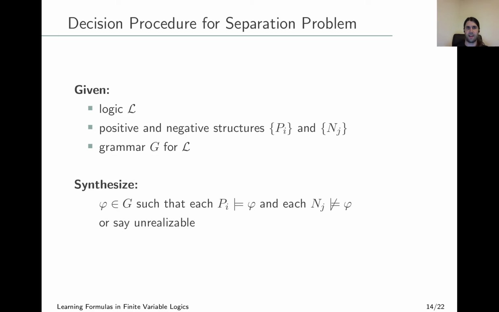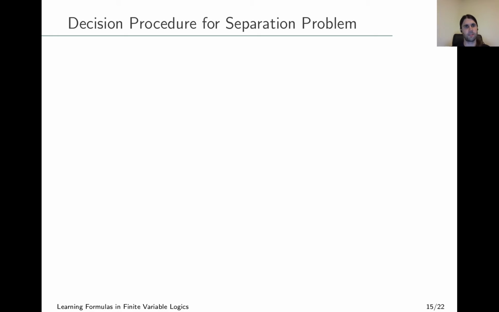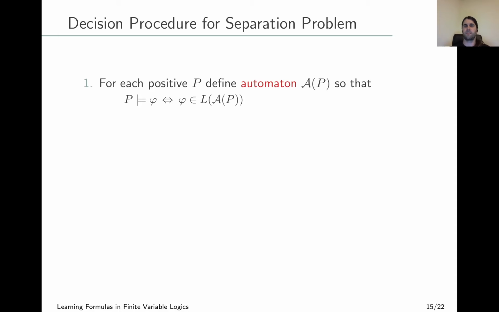So let me just situate that in the context of finding a decision procedure for this separation problem. So remember, you get a logic and these 2 sets of structures, positive structures and negative structures, and a grammar, and you want to find a sentence in the grammar that's true on the positives and false on the negatives. Okay, so first step, for each positive structure P, we want to define an automaton AP whose language is the sentences that are true in the structure P. Okay, I'm going to focus on that step. So let's just assume we have that.